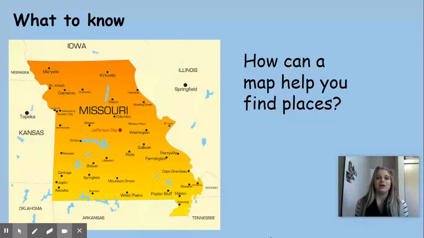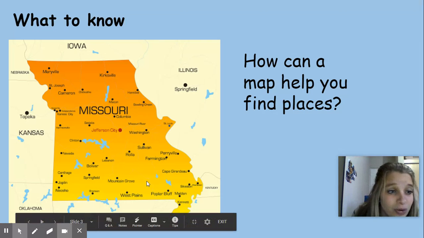All right, so what to know? How can a map help you find places? All right, so I want you to know that we're going to learn more about maps as we read this lesson together. All right, and a map is a tool that we use to find where places are.